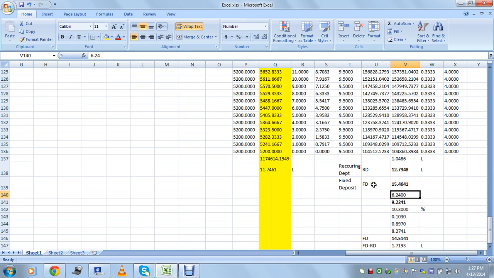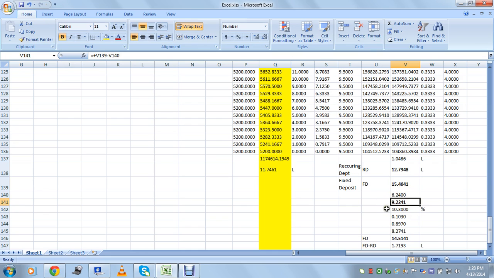Now there is still one more thing. When you gain returns on a fixed deposit, the amount you invested in the fixed deposit was 6.24 lakhs and the returns were 15.46 lakhs. So the difference between the principal and the returns is 9.22 lakhs, which is just the returns minus the principal.